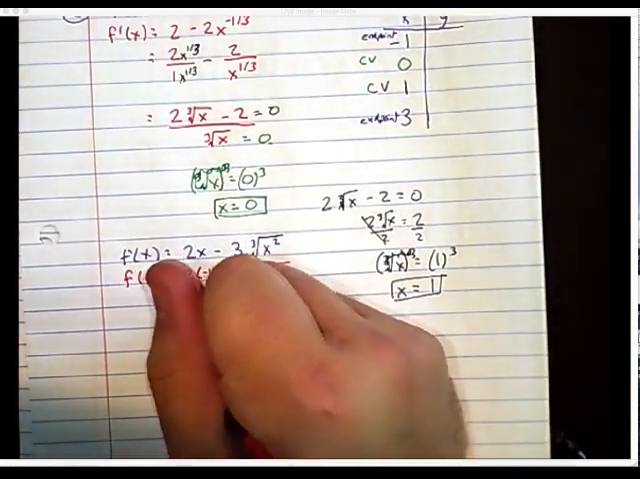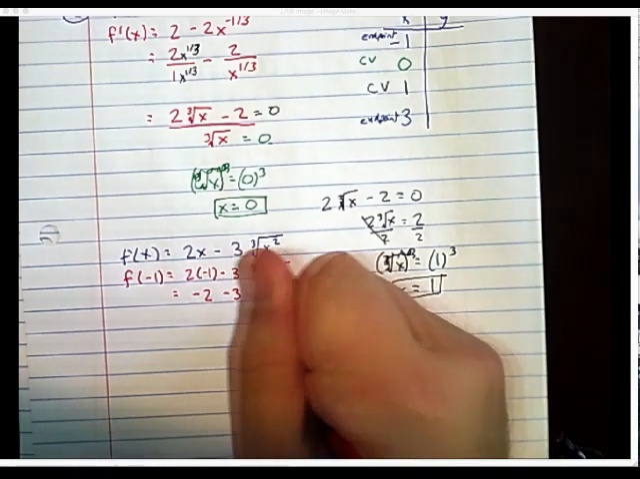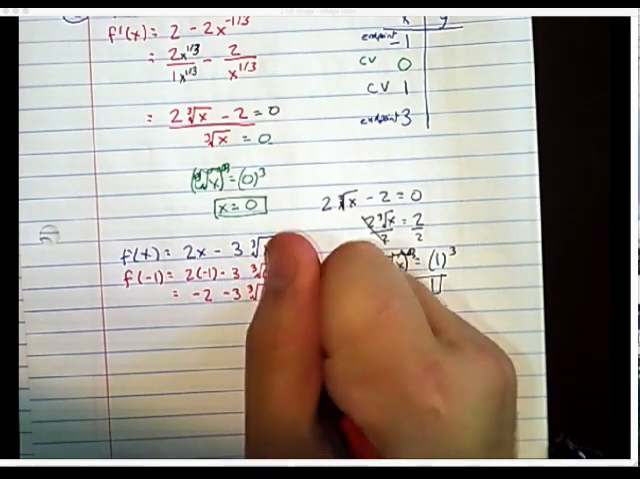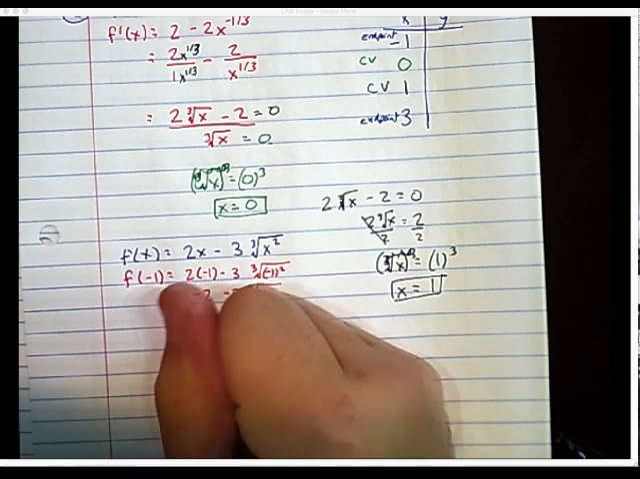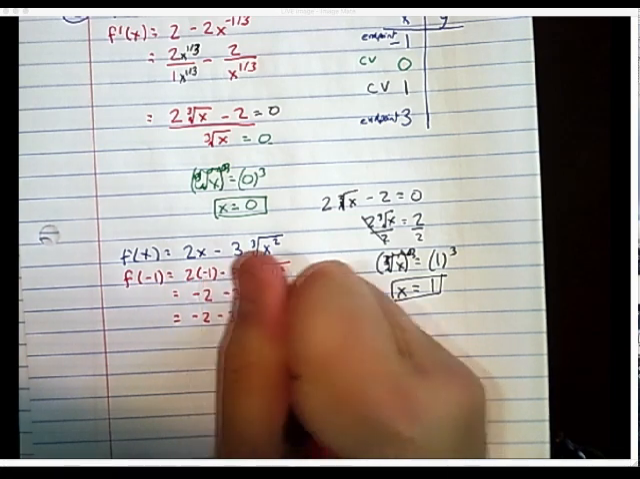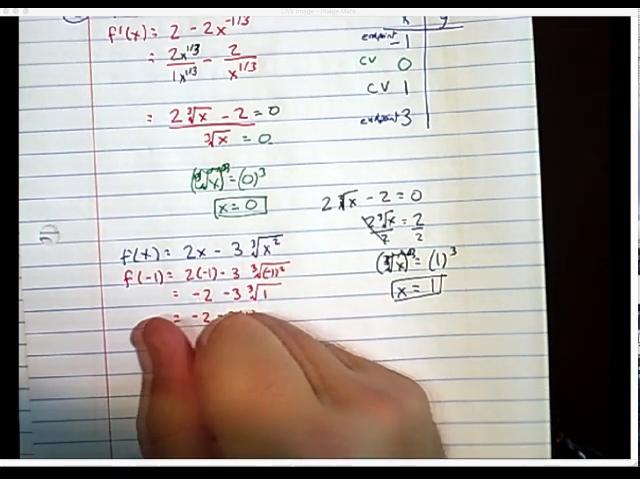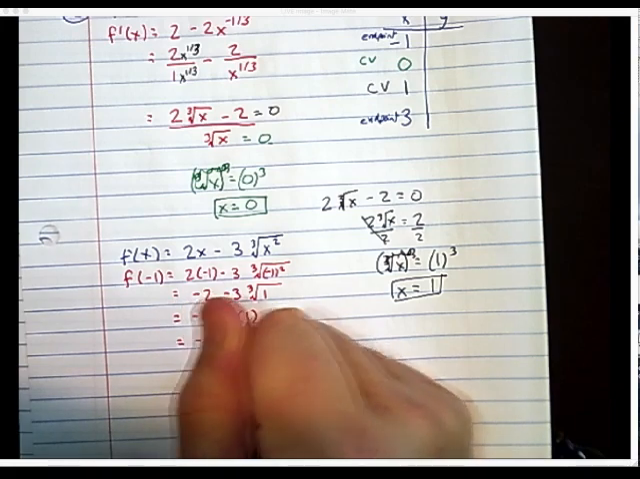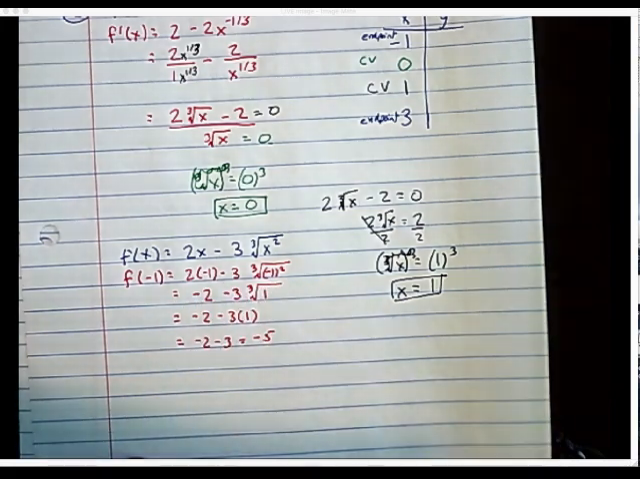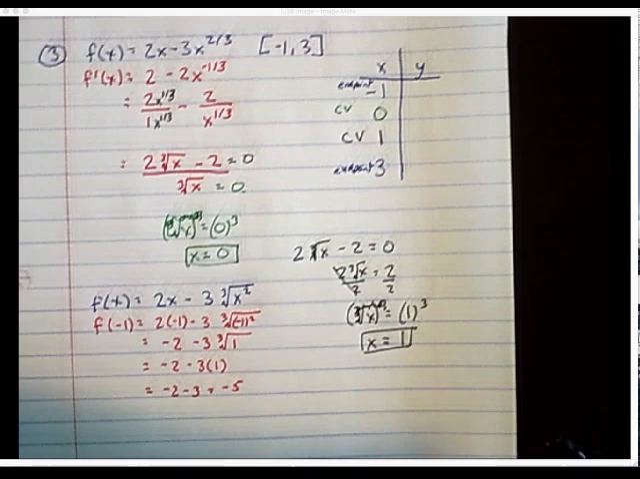So 2 times negative 1 is negative 2, minus 3 times the cube root of negative 1 squared, which is 1. The cube root of 1 is just 1. So that's negative 5.